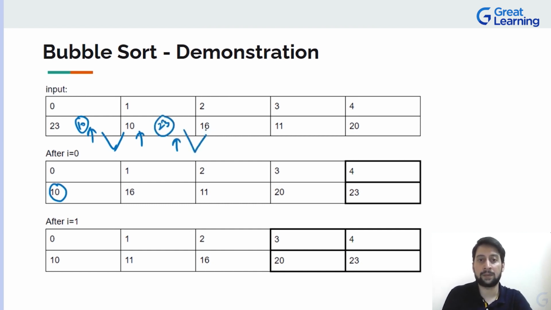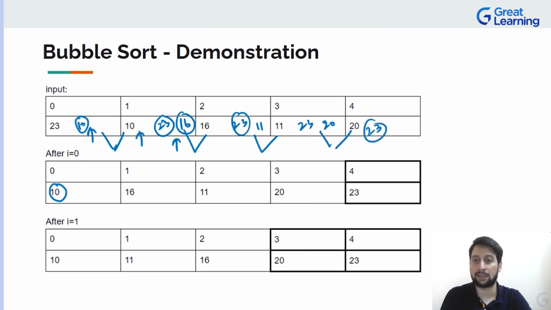Again, it will be compared with the 16. Again, it is greater than. So we have 16 here and 23 here. Now 23 is here and it will be compared with 11. Again, they will be swapped. So 23 will be here. Now, after this, the last comparison, what happens? This 23 and 20 will be compared. These will be swapped. And at the end, we will get 23.